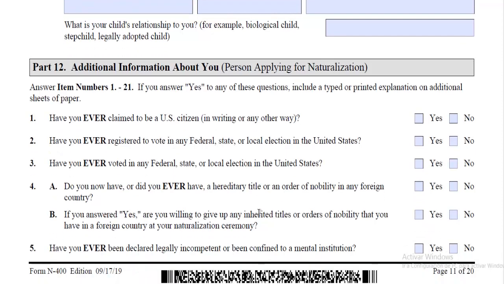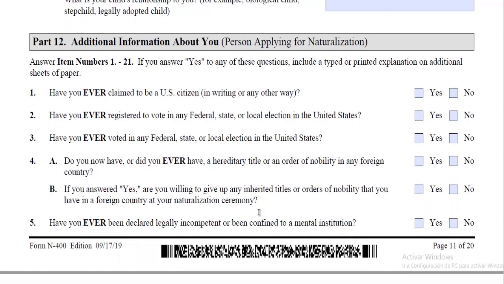Question 5 asks whether you are legally incompetent or have been confined to a mental institution. This does not represent an absolute bar to citizenship. It does raise the question, however, of whether you are able to understand and therefore take the oath of allegiance required for citizenship. If not, a disability waiver could help you overcome this hurdle, but definitely get help from an attorney.